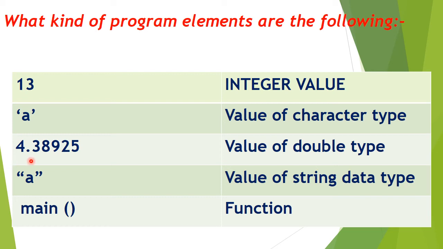Okay, char data type. Now next one is 4.38925. You all know that this is decimal, real numbers, and this is also the value, but it is value of double type. Next one is A. A is here also, and A is given here also, but one is in single quotes and one is in double quotes, so it is also the value, but it is the value of string. This is the string type value. Next one is main. Main, you all know that this is the symbol of function, so this is the main function.